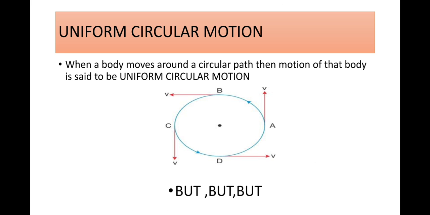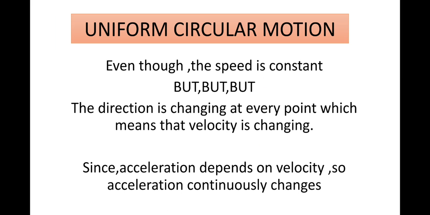But guys, do you see what I have written here? But now see, even though the speed is constant, it means the speed is uniform in a uniform circular motion. Although we have read that we call it uniform circular motion because the speed is constant, it is uniform, but the direction is changing at every point, which means that velocity is changing.